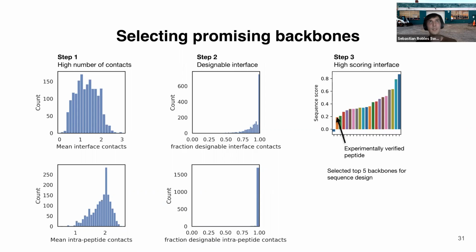I then looked at the designability of the interface in the binary sense, for both the interface contacts and the intrapeptide contacts. And kind of surprisingly, I found that for the most part, these were entirely designable: every interface fragment and every intrapeptide fragment was designable.